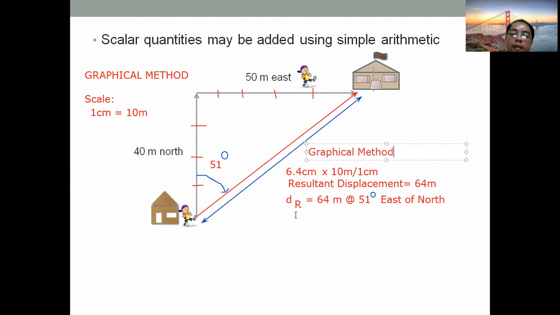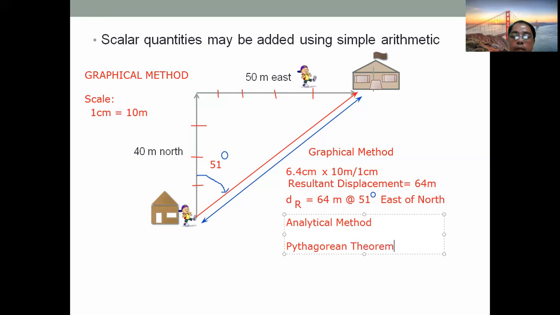However, by the mathematical or analytical method, we can use the Pythagorean theorem. With the Pythagorean theorem, we square both sides, add them, and get the square root. And we also use it for the angle. So maybe here you'll need your 40 squared.